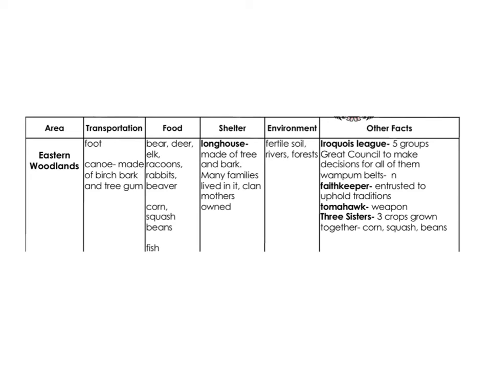The shelter: the longhouse made of tree and bark. Many families lived in it, clan mothers owned. The environment was fertile soil, rivers and forests. And other facts: the Iroquois League, 5 groups, great council to make decisions for all of them, wampum belts, faith keeper, entrusted to uphold traditions, the tomahawk was a weapon, and three sisters, the three crops grown together: corn, squash, and beans. So add that to your notebook right now.